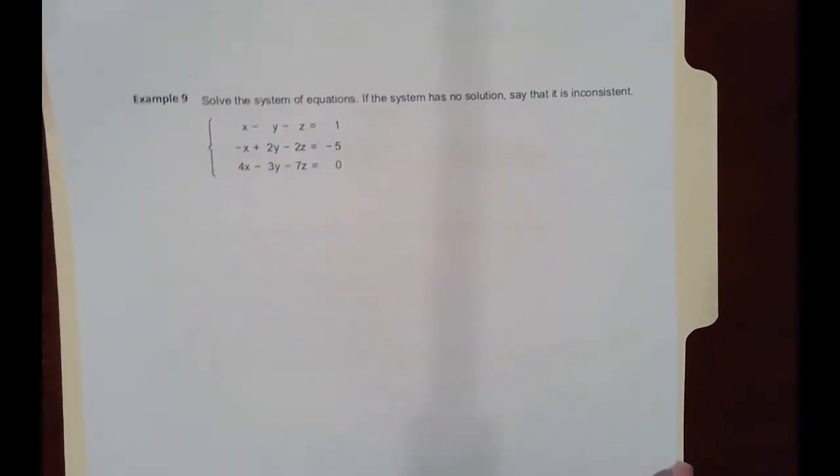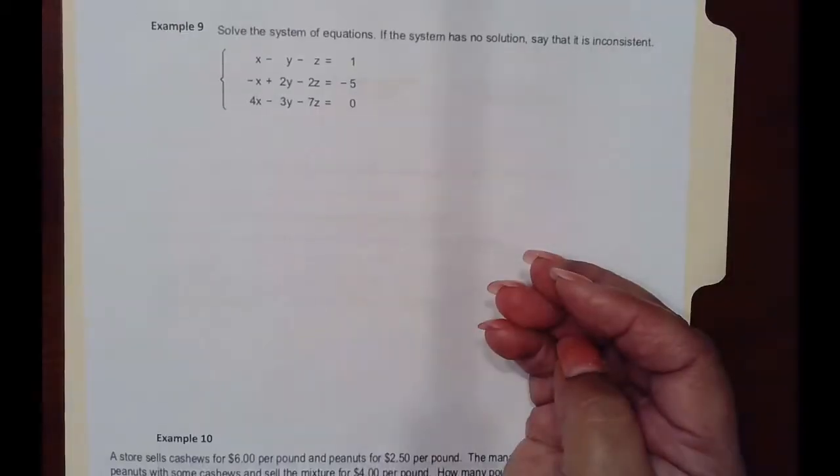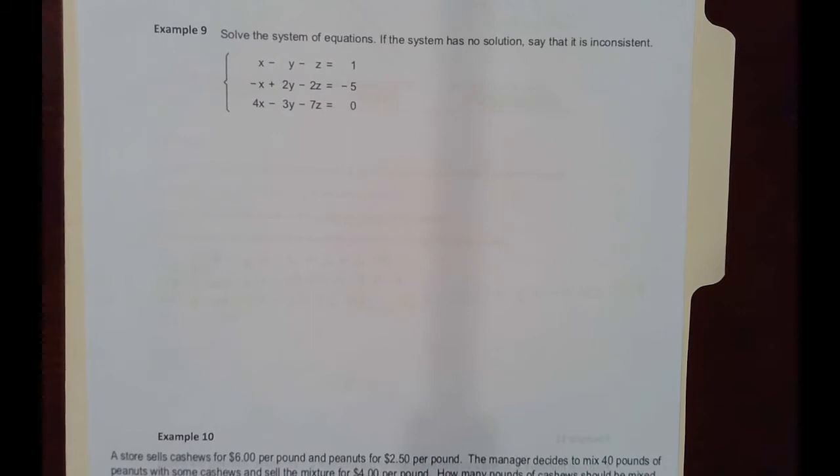Okay, moving on to example 9, where we have our third 3-variable system. Okay, shift a little bit. I don't know why I have this moved all the way down here, but I guess I can use this for some space to work things out. Okay, so for example 9, solve the system of equations. If the system has no solution, say that it is inconsistent.